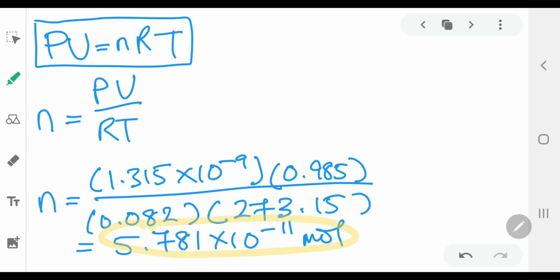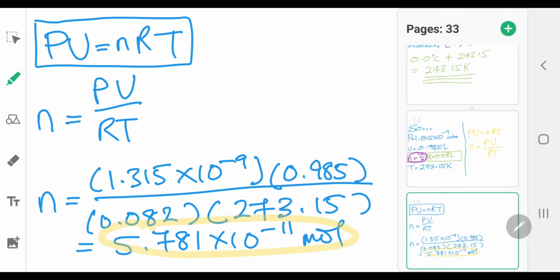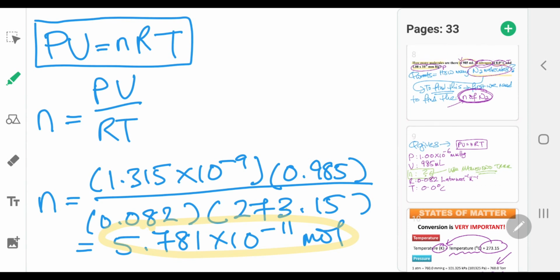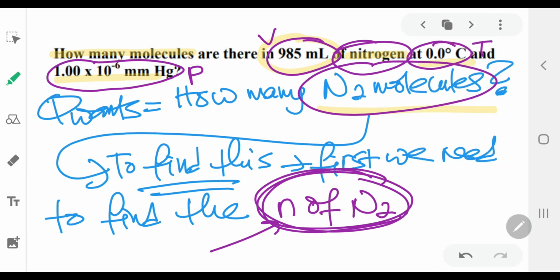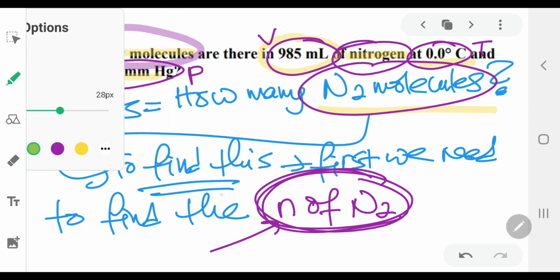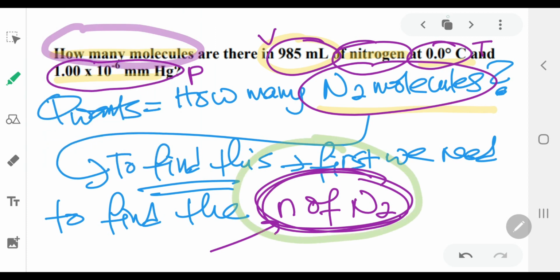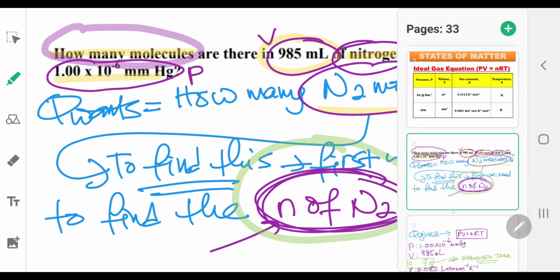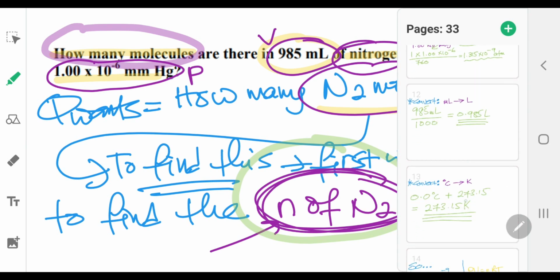So 5.781, we don't stop right over here, because if we go back to the question, the question wants you to find how many molecules. To get that, we have worked out the moles. Now we need to multiply that with the Avogadro constant. So we have to go all the way back to chapter 1. We have learned about this before.